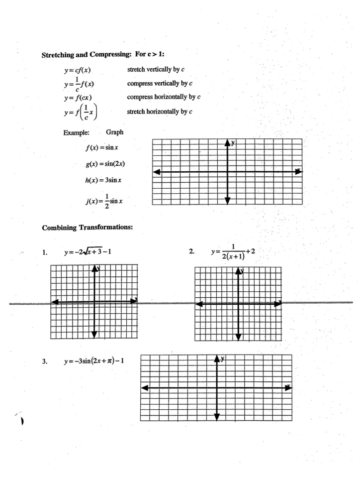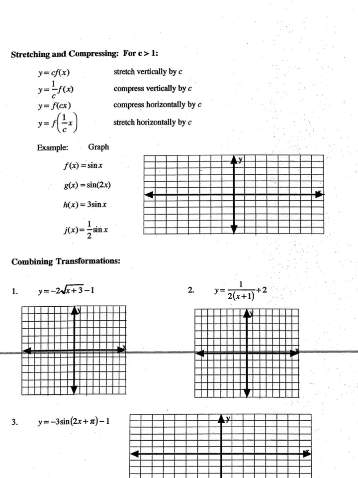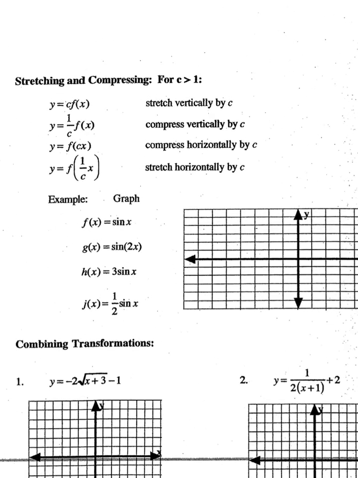Okay, over the page, we've got stretching and compressing. So when I have a c or a b value, oh, this is all c's. So y equals c times f at x: stretch vertically by a factor of c. y equals 1 over c times f at x: I'm compressing vertically by a factor of 1 over c.